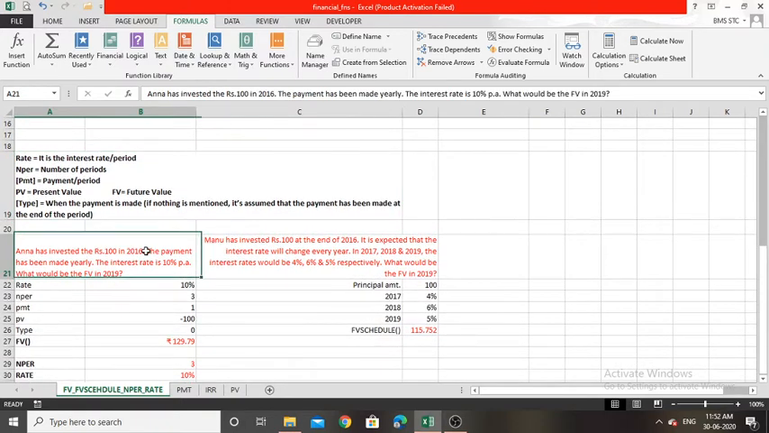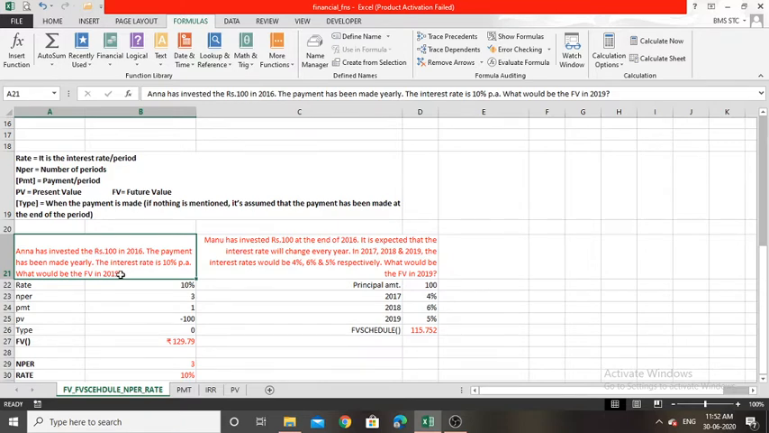So here I have a question: Anna has invested rupees 100 in 2016. The payment has been made yearly. The interest rate is 10% per annum. What would be the future value in 2019? This was a question which I got from the net, so that's why the period is 2016 and 2019.